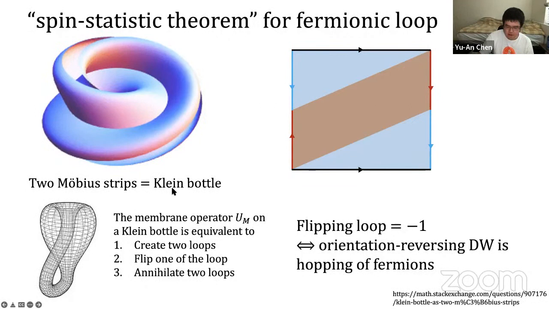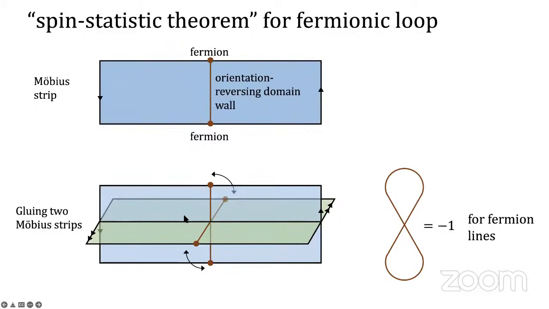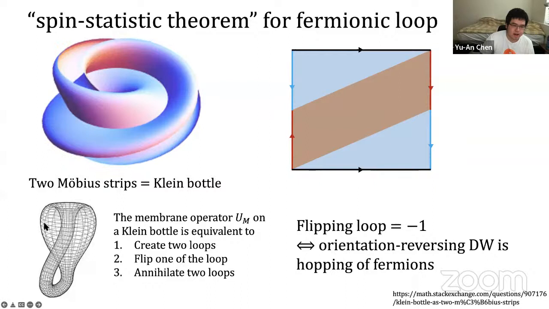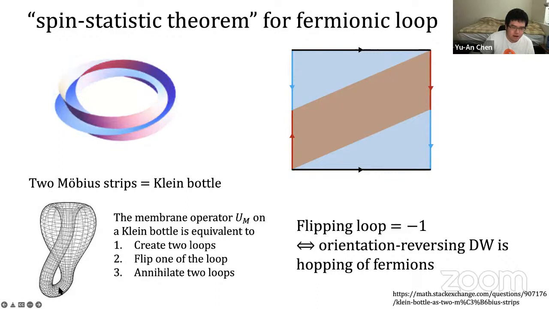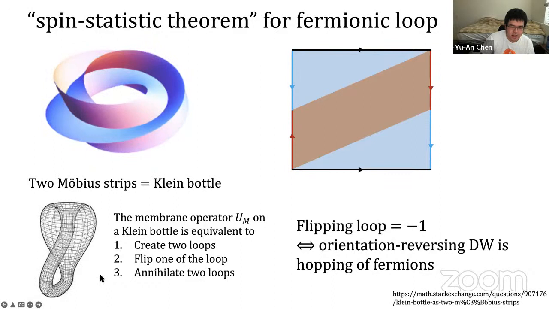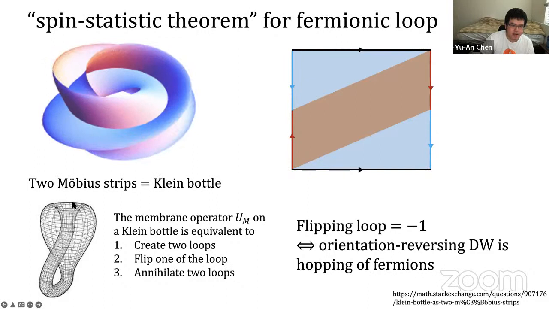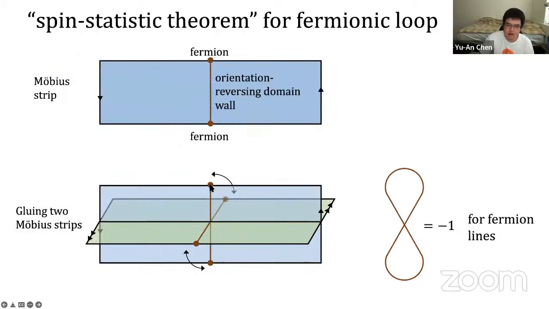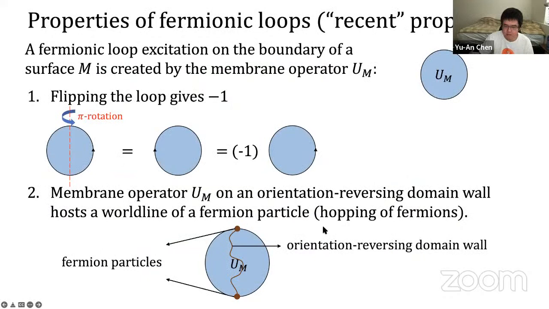So for the previous process, I apply the membrane operator on these two Mobius trees and glue them. This gives you minus one. It's equivalent to saying I apply the membrane operator on the Klein bottle and get a minus sign. And there's a second view for this Klein bottle process. From the bottom, we have a vacuum and we go up and create two loop excitations. During the process, we flip one of the loops, and at the top, we align the two loop excitations. So the flipping of the loop equals minus one if and only if the charge excitation here is a fermion.